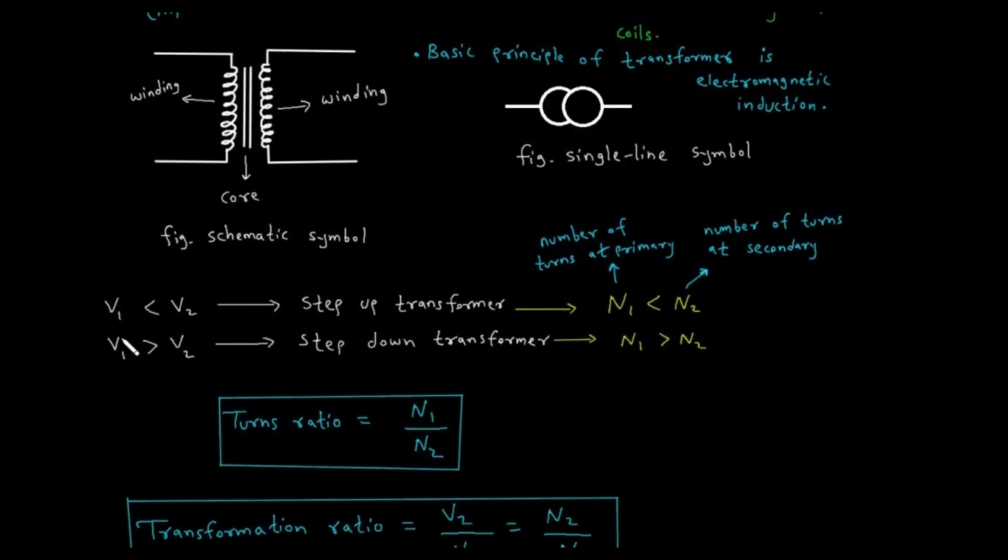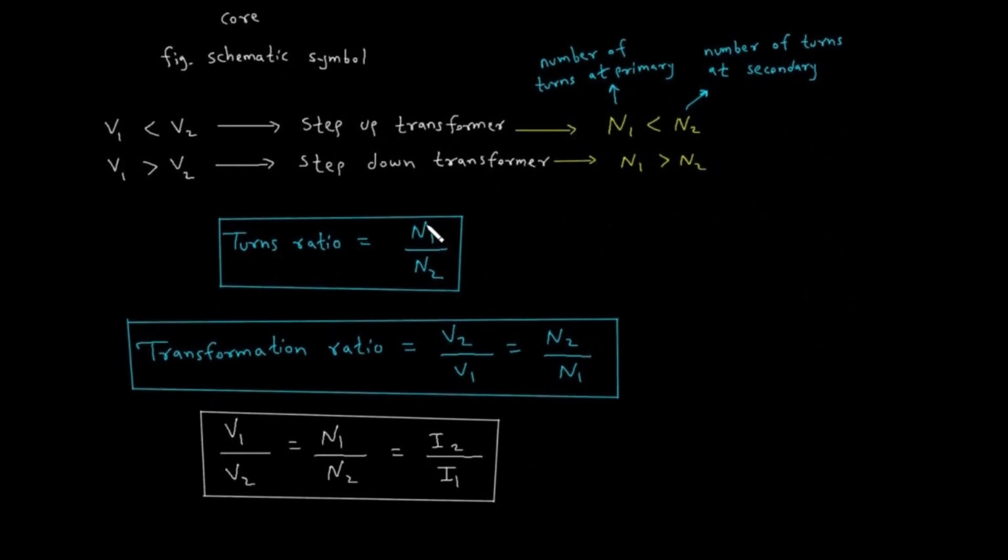Now similarly for step down transformer, if the primary voltage V1 is greater than secondary voltage V2, then that transformer is called a step down transformer. And for step down transformer, number of turns at primary is greater than number of turns at secondary. Now the ratio of number of turns at primary and number of turns at secondary is called the turns ratio. So N1 upon N2 is equal to turns ratio.